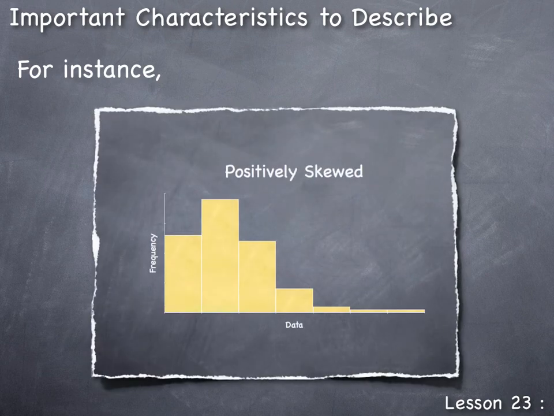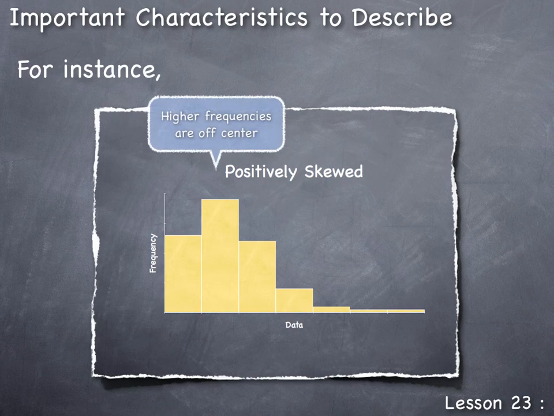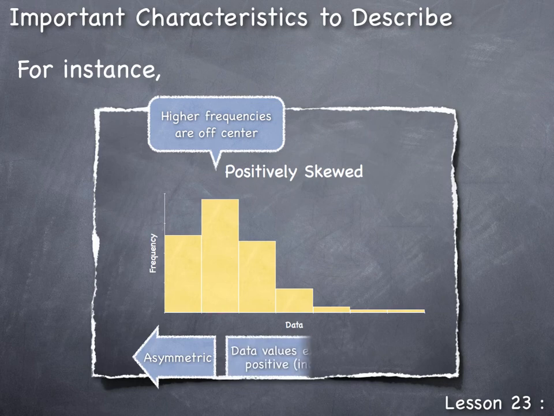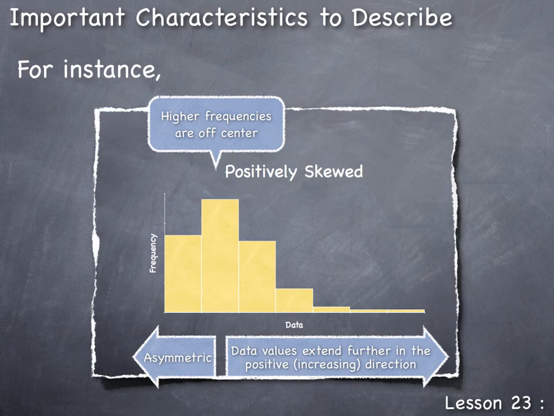For instance, data that exhibits a positively skewed shape distribution shows the characteristics of being lopsided. That is, the higher frequencies are off-center and the overall pattern is asymmetric. That is, data values extend much further in the positive or increasing direction than they do in the negative or decreasing direction, thus giving the description of being positively skewed.